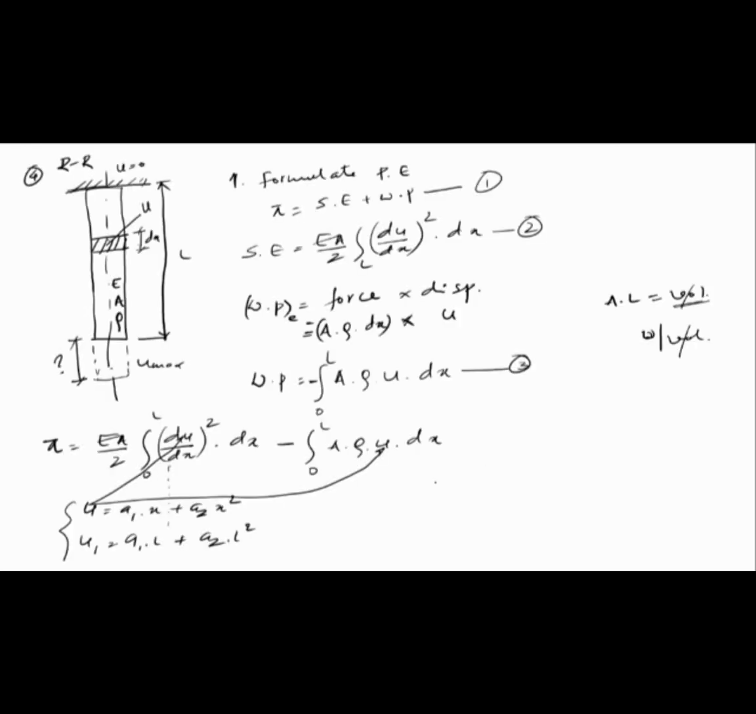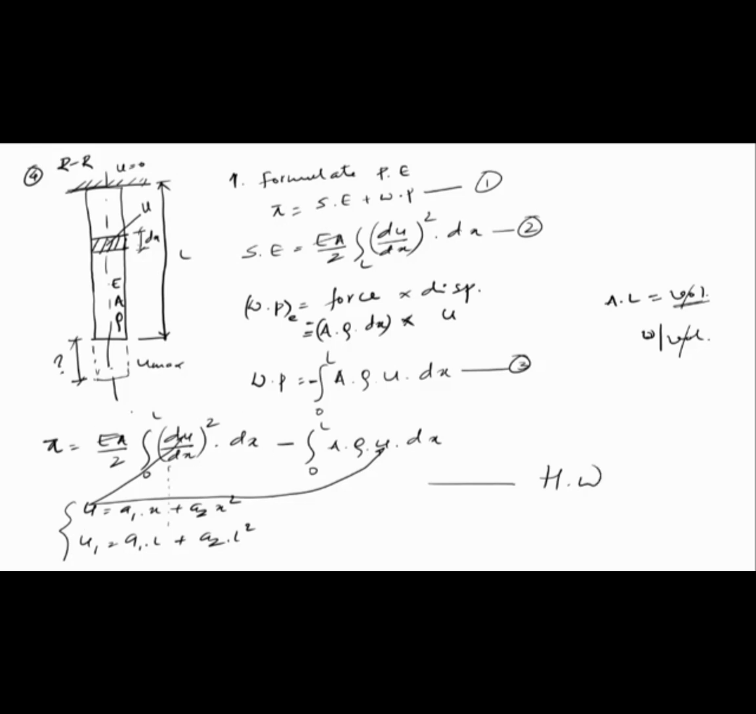That simplified Pi function you minimize by differentiating with respect to a1 and a2 and equating it to 0. You will get two equilibrium equations. Solve those two equilibrium equations to get the constants a1 and a2. Then substitute those values of a1 and a2 in the u1 equation, so that you'll get the extension in the bar due to the self weight. This you can take as homework, so you try to solve.